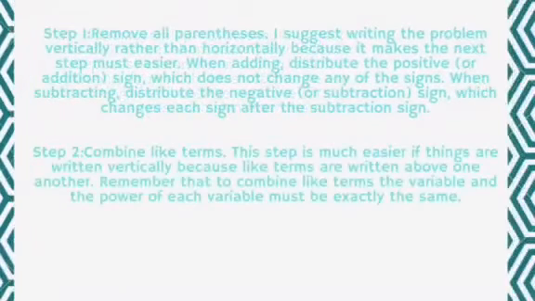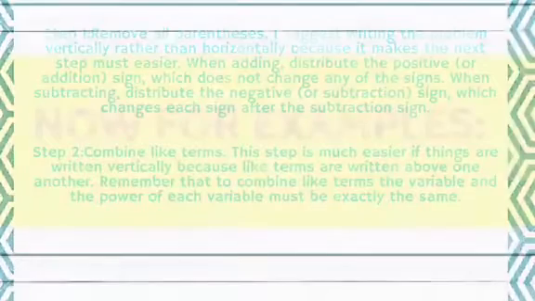Step 2. Combine like terms. This step is much easier if things are written vertically because like terms are written above one another. Remember that to combine like terms, the variable and the power of each variable must be exactly the same. Now for some examples. Let's start with addition of polynomial expressions.